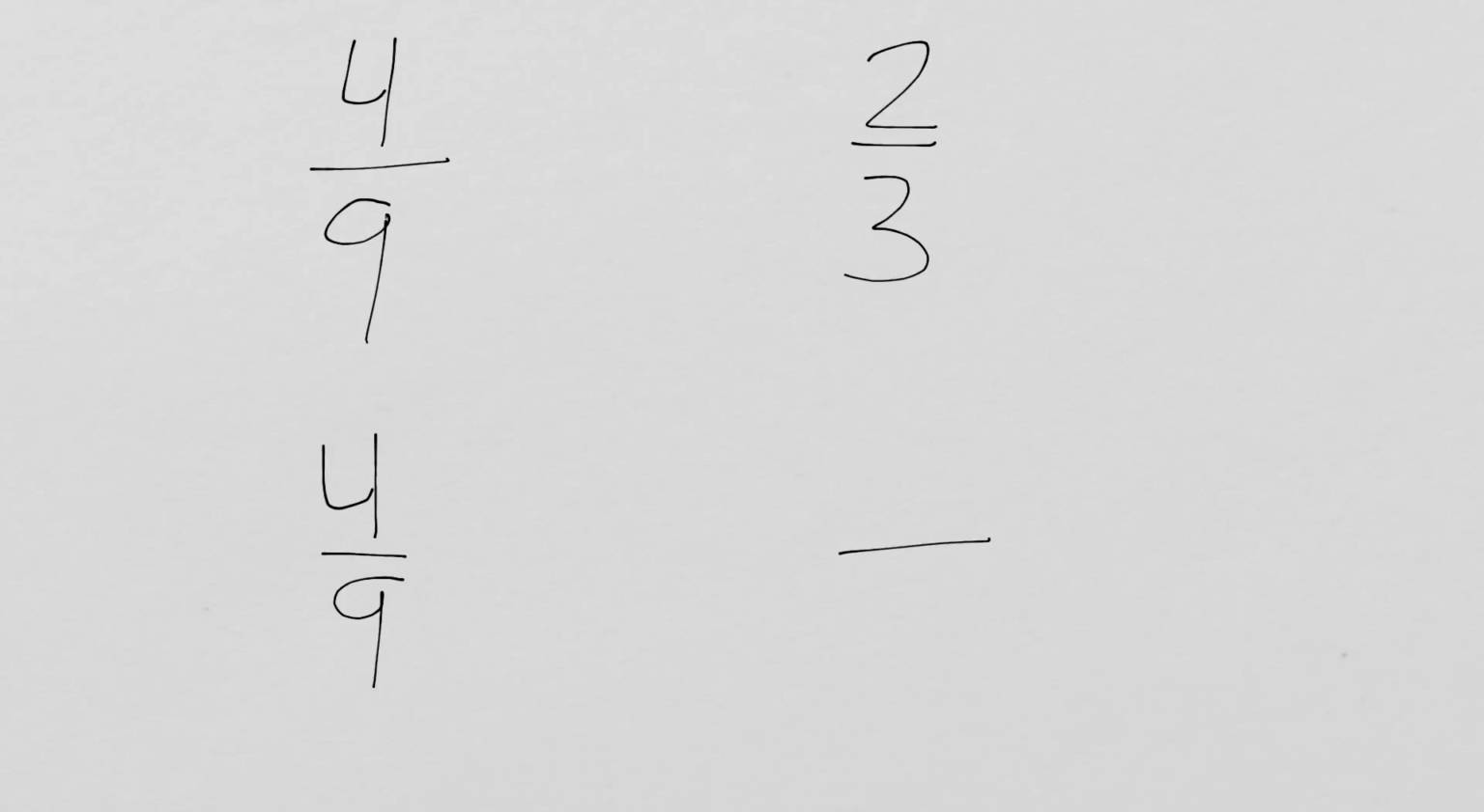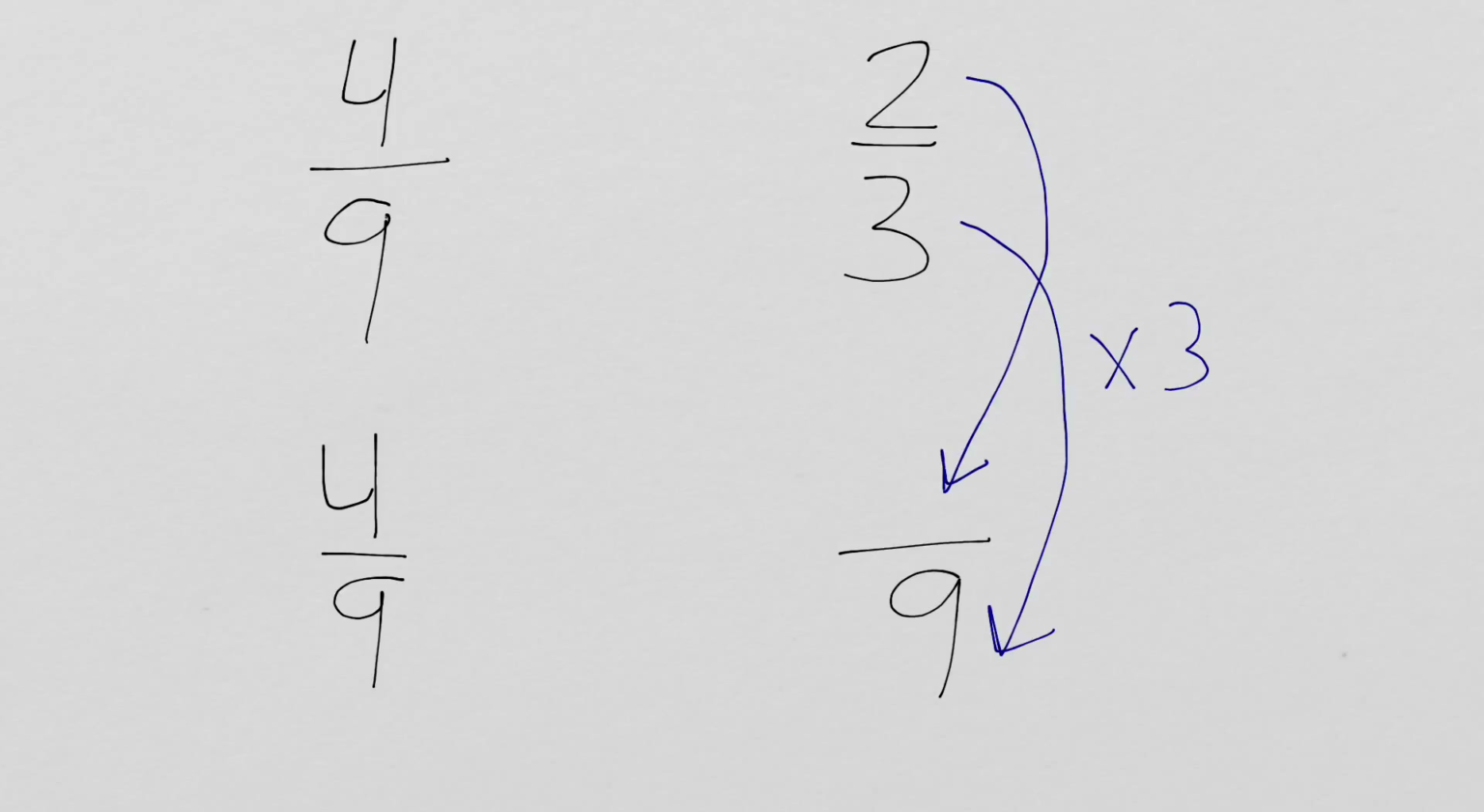So we just have to change 2/3 into something that has 9 as the denominator. 3 times what is 9? Pause the video, think it through. Well, 3 times 3 is 9. So we just multiply the numerator by the same number. 2 times 3 gets us our numerator, which is 6.